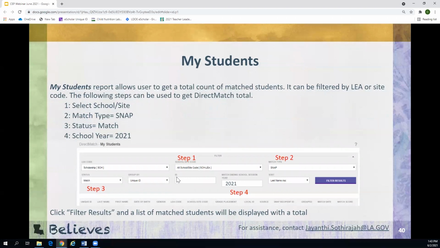The My Students report allows users to get a total count of their matched students. It can be filtered by your LEA or by site code, and you can simply go through here, select your school or site, your match type, which is typically SNAP, the status, you do your match as the status, and then the school year is 2021. Then from there, you can filter the results and it would give you the list of your matched students. If you have not been utilizing the My Students report, it's extremely helpful. And you can, like I said, go down and just select one site at a time, or you can do your entire system.